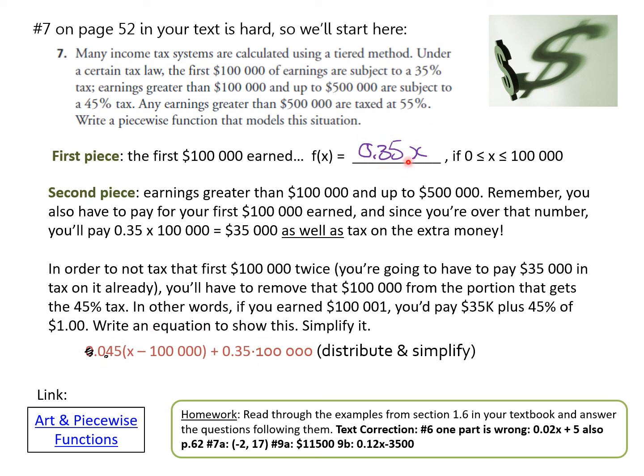So we've done the first piece. We've got most of the second piece done, and then you'll have to do the third piece, which is the people who are making over $500,000. They're getting taxed higher, right? They're getting taxed at 55% just on the money over 500,000. So I'll let you finish that off. Down here we've got your homework, of course, that I would like you to work on. It would be good if you finished number 7 because we already did most of it.